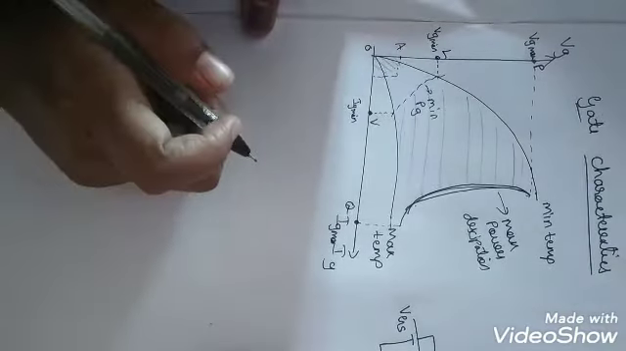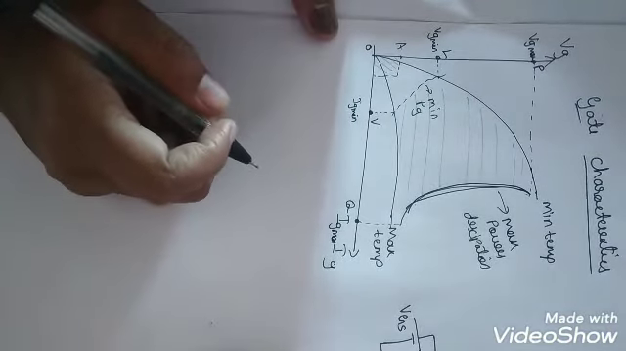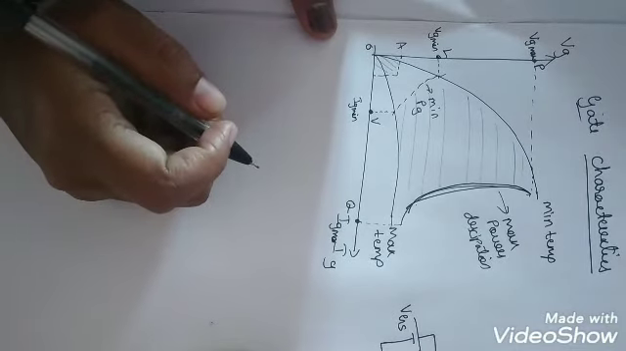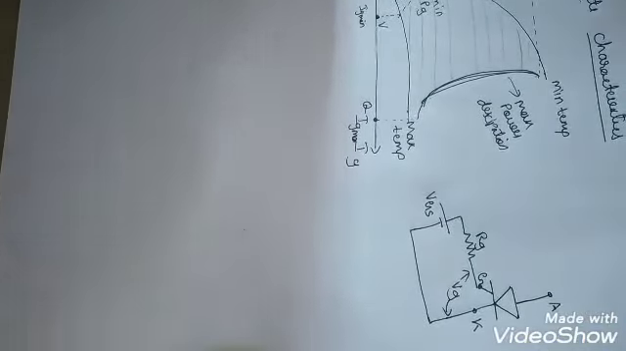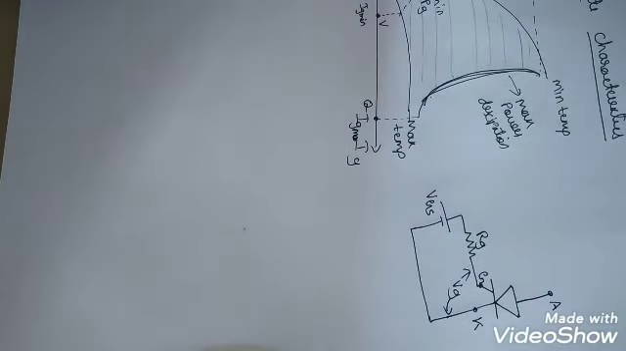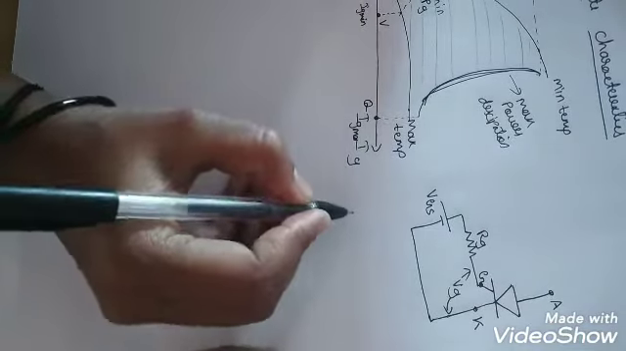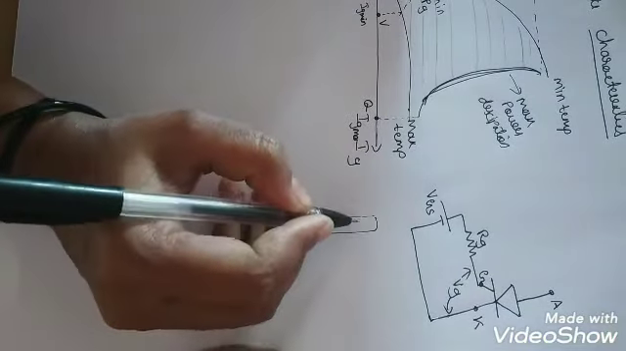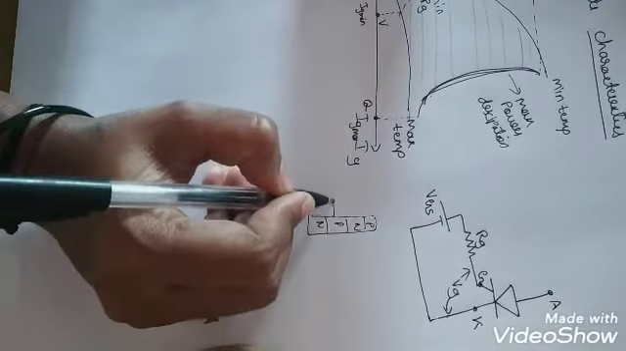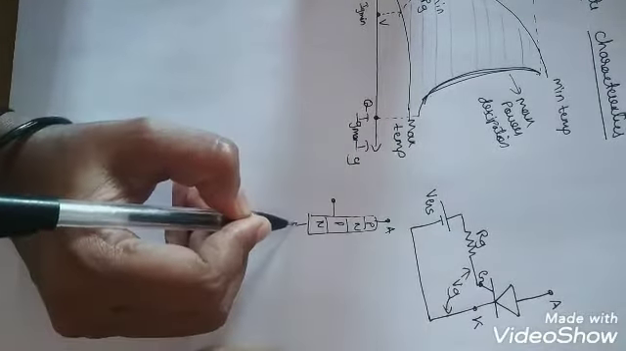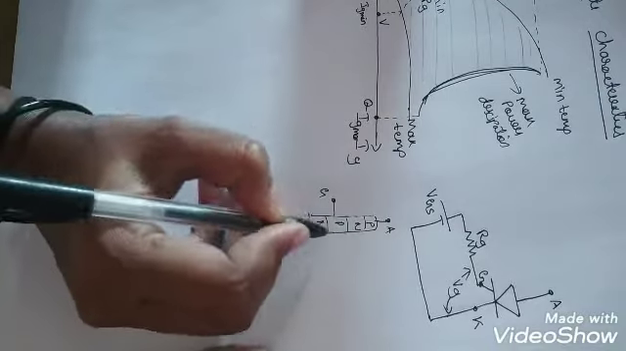Now the next concept is the load line. That is, if we want to find the perfect operating points for SCR, that is the load line concept. As we know, the SCR is made up of four layers, PNPN. The gate pulse is applied at the PN junction, here. This is the anode, this is the cathode and this is the gate. So it acts like a diode itself.